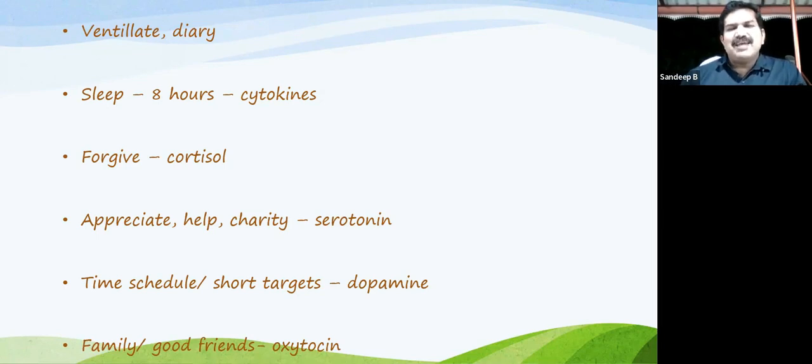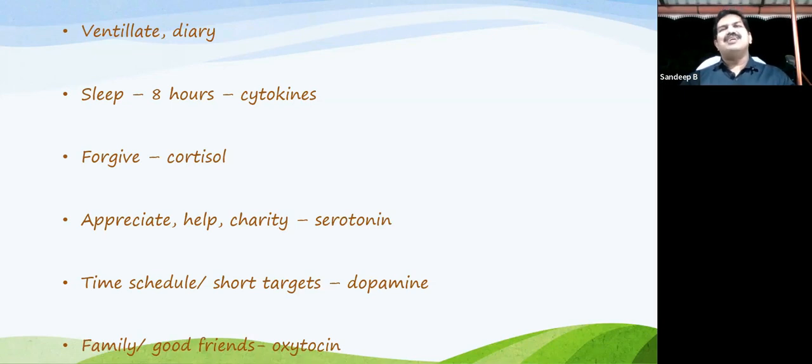And the happy hormones are serotonin, dopamine, oxytocin, and all. When we appreciate, we help others, and we do charity out of love for the Lord, whatever we do, there is more serotonin release. Dopamine is the pleasure neurotransmitter. When you set a time schedule and short targets and achieve them, there is a sense of accomplishment. There will be dopamine release. No need to depend on any psychoactive substances for dopamine release. That will only impair your reward pathway. But you can have pleasure and fullness of joy in the Lord's presence, Psalm 16:11.